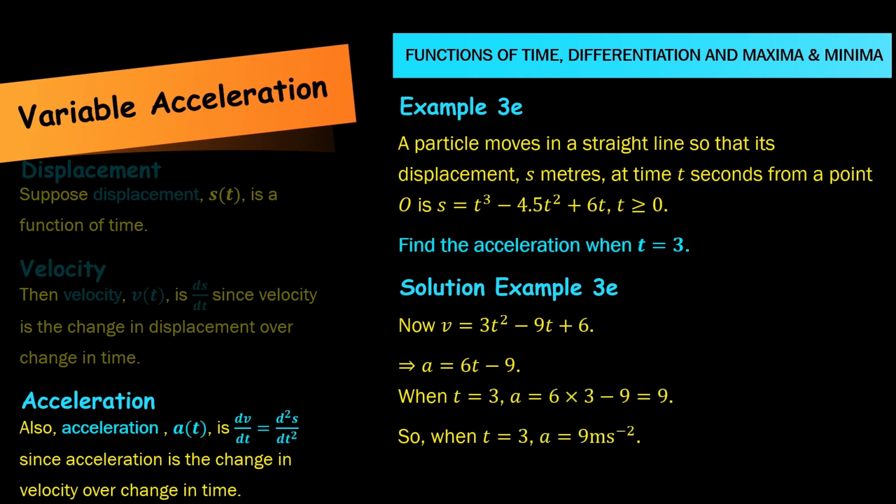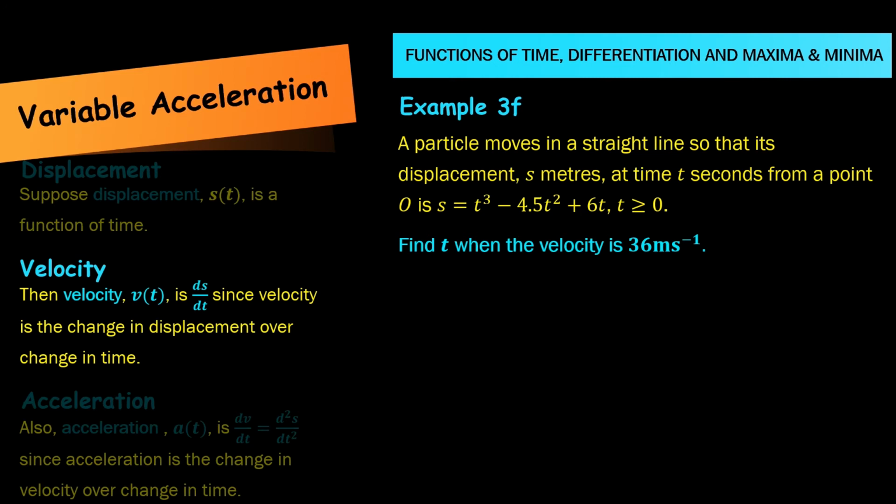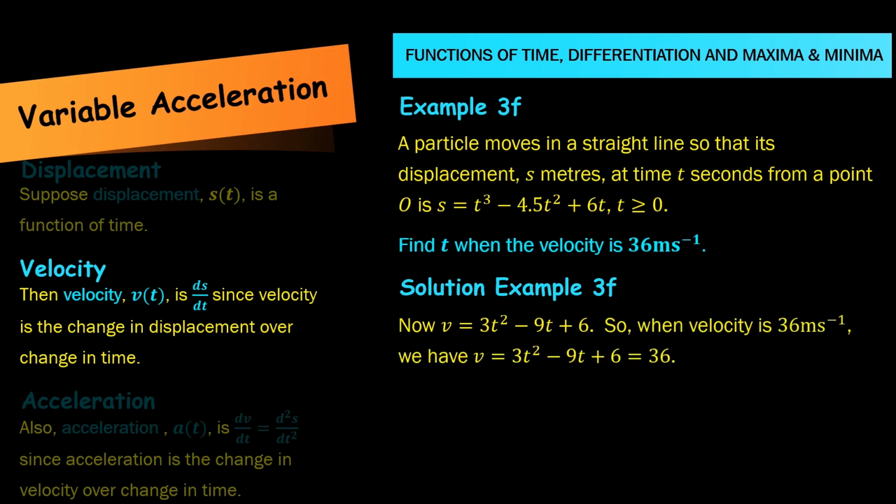And now for part F. We are required to find t when the velocity is 36 meters per second. So let's solve this. We have the equation for v as shown. So when the velocity is 36 meters per second, we have that v equals 3t squared minus 9t plus 6 equals 36.